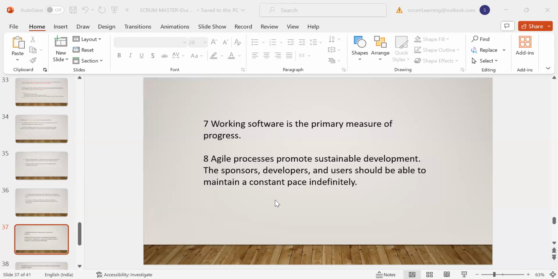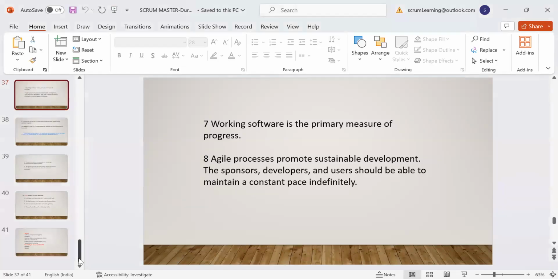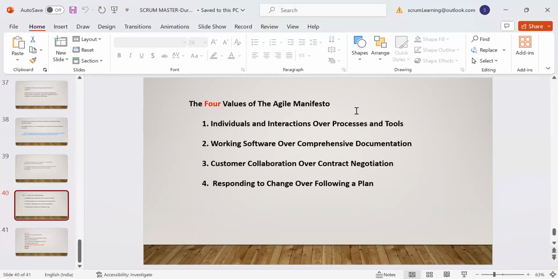Sir, we have discussed the four values of the Agile Manifesto, right? The first one is individuals and interactions over processes and tools. I understood interaction is very important, over how you're going to talk, either on Zoom or Skype. But what does "individuals" mean?